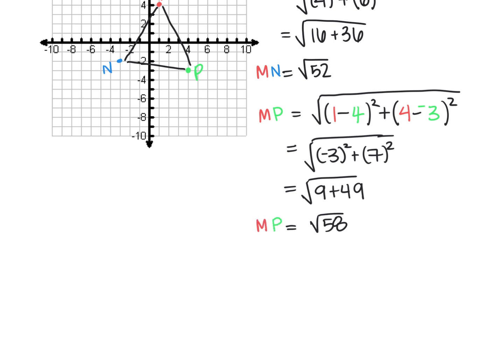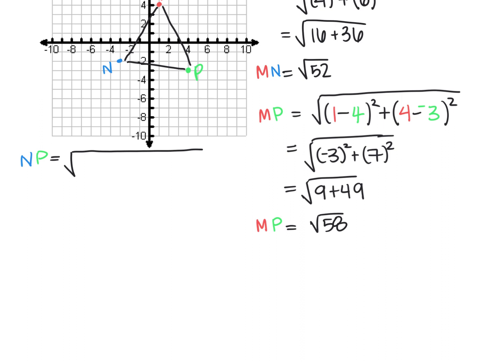So we have MP is the square root of 58. So far, not an isosceles triangle. That doesn't mean I can stop. I do have to check my third side, NP, because there is a chance that it is the same as one of the other 2.